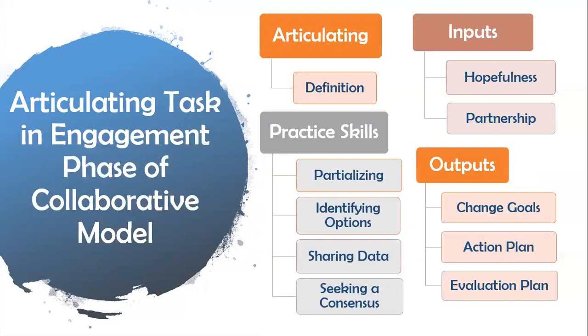And finally, the outputs involved in articulation are the goals of change, an action plan on how to achieve these goals, and an evaluation plan for assessing if the goals have been reached, all of which are used during our small groups conflict resolution role play.